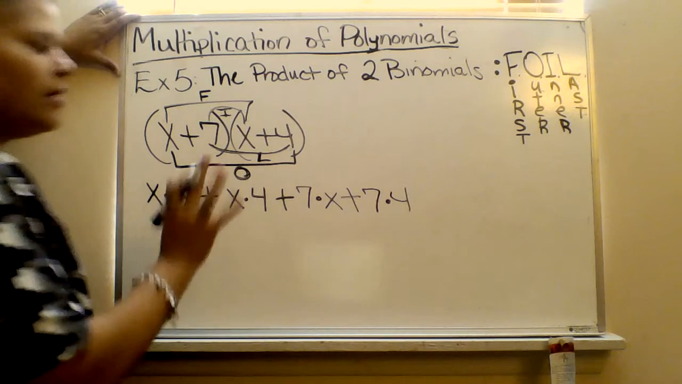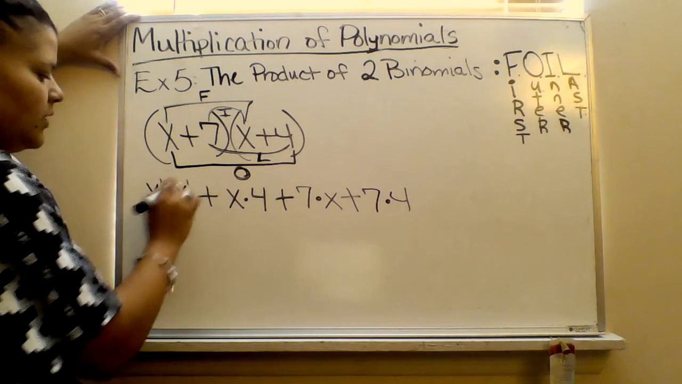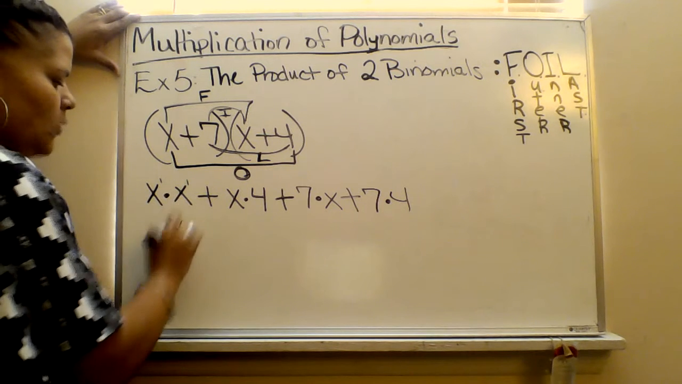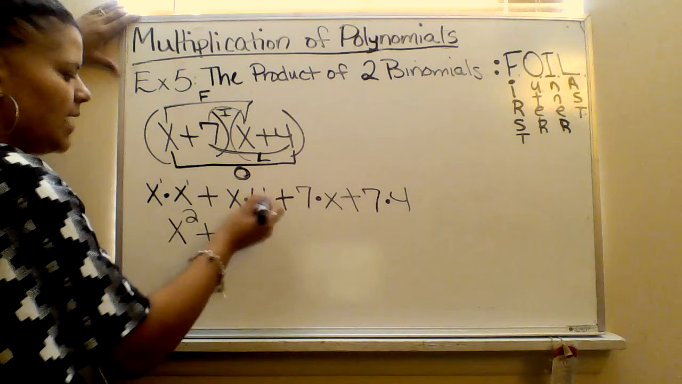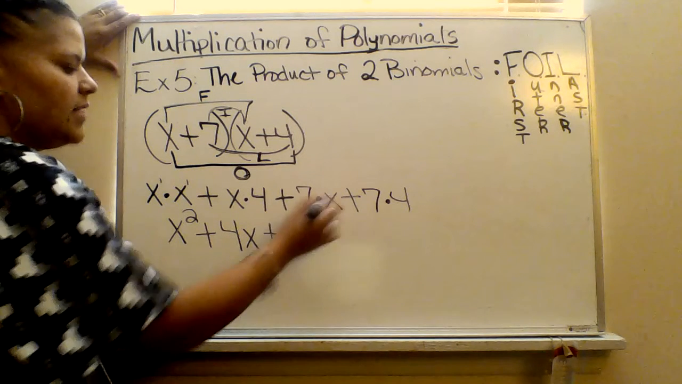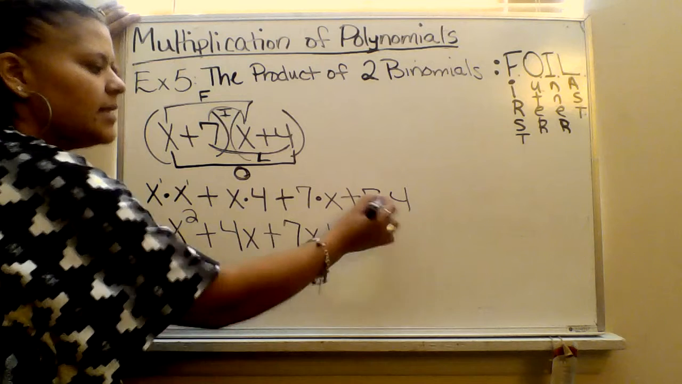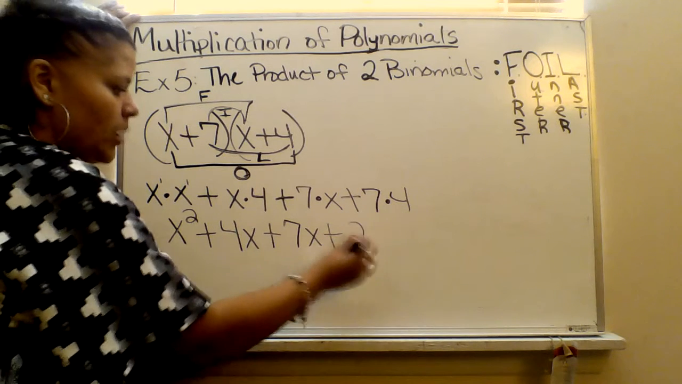So now when we multiply them out, we have x and x. Remember, we add the exponents for the same base. So that's x squared plus x times 4 is just 4x plus 7 times x is just 7x. And then plus 7 times 4, that's just 28.